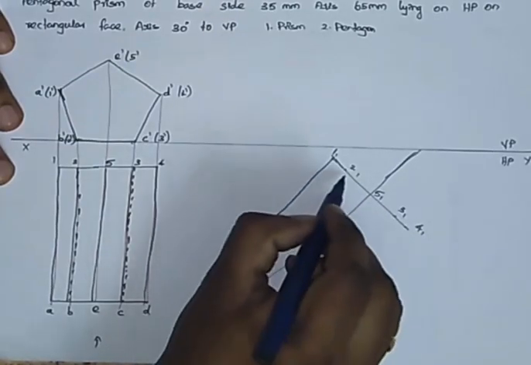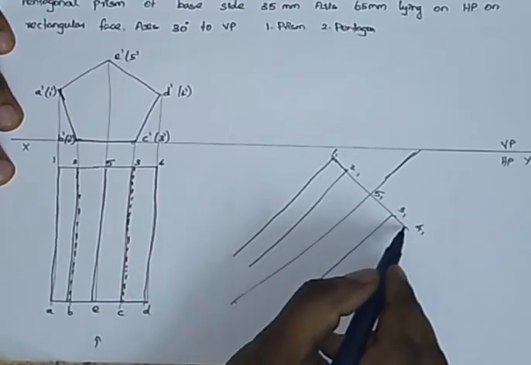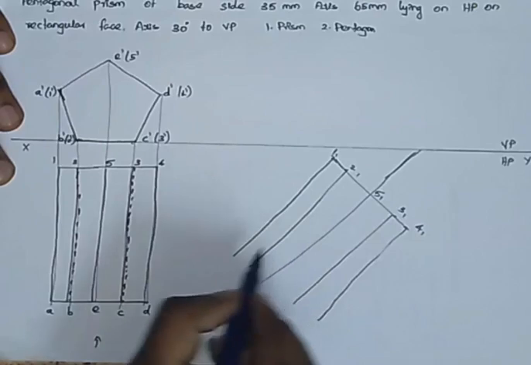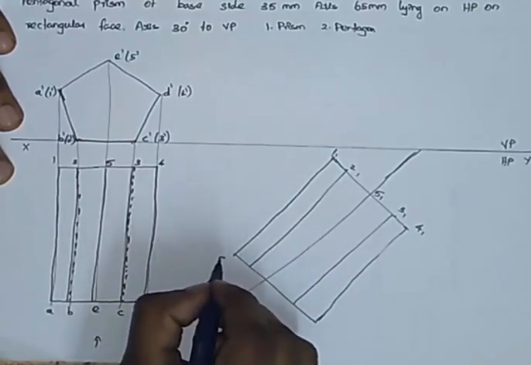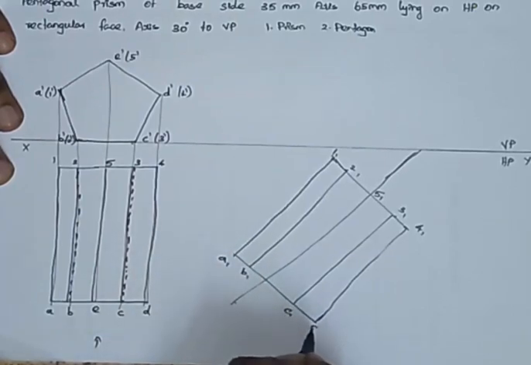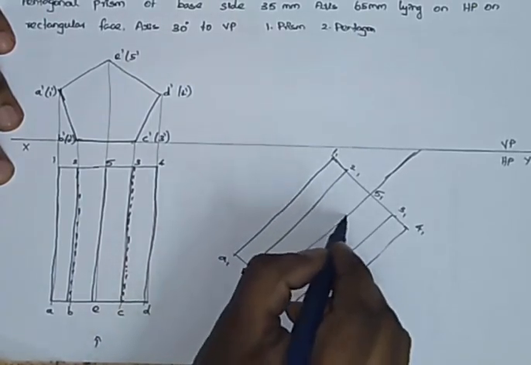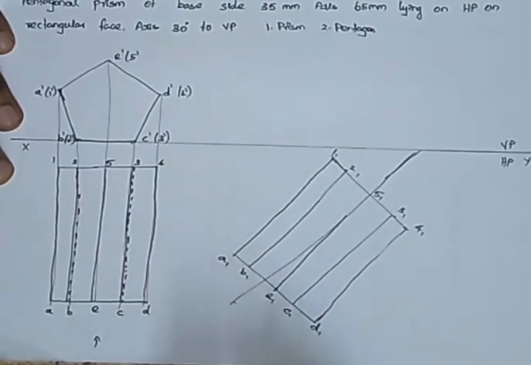Perpendicular to the axis line, you extend all these lines, you will get the rectangle like this. So the rectangle, here it is A1, this is B1, this is C1, this is D1, this is E1. Then the next step is very simple.